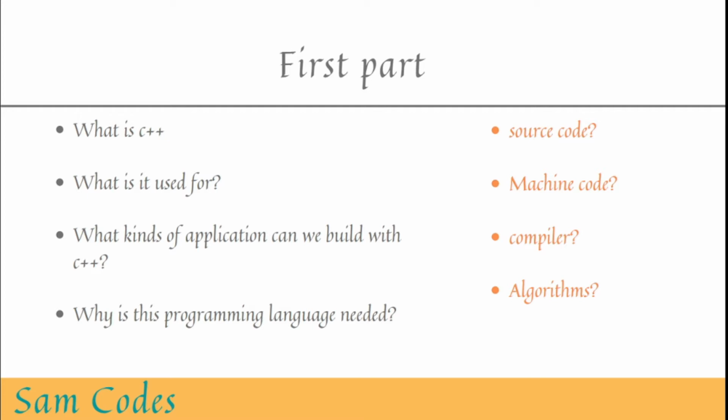And the way this is going to be structured is we'll start with what is C++, what is it used for, the kinds of applications you can build with it, and why this programming language is needed. And after that, we'll talk about some elements like source code, machine code, compiler, and algorithms. These are things you need to know to really understand how the program works. So you know what? Let's get to it.